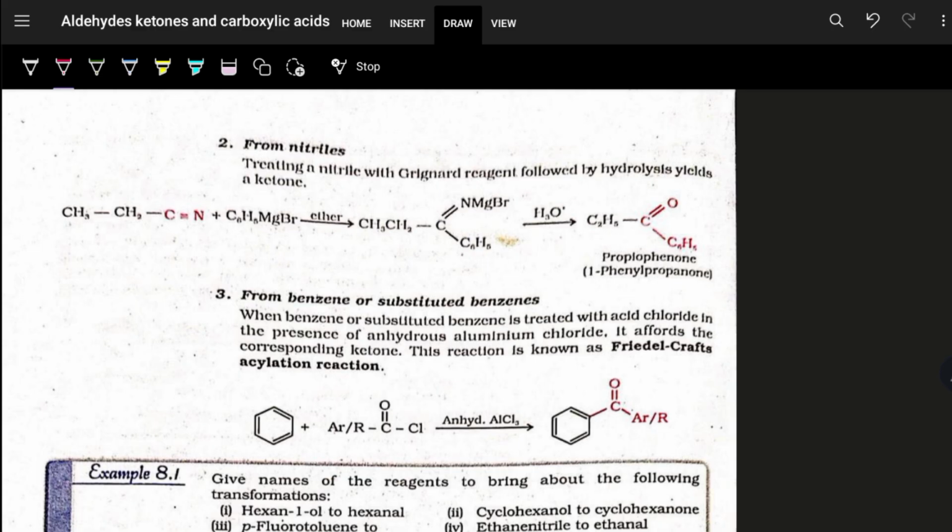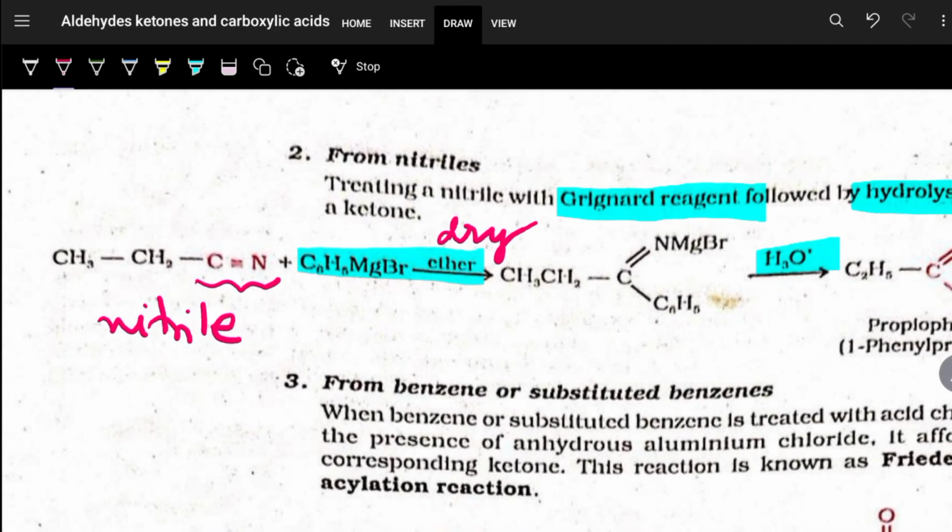Next, moving on to nitriles. That means from nitrile. This is the nitrile linkage. So this is your nitrile. In the nitrile, you are using Grignard reagent followed by hydrolysis. So Grignard in presence of dry ether and hydrolysis. Do mention dry ether here, because you know very well that if you have moisture, then Grignard will give the hydrocarbon. Let us see the mechanism over here.